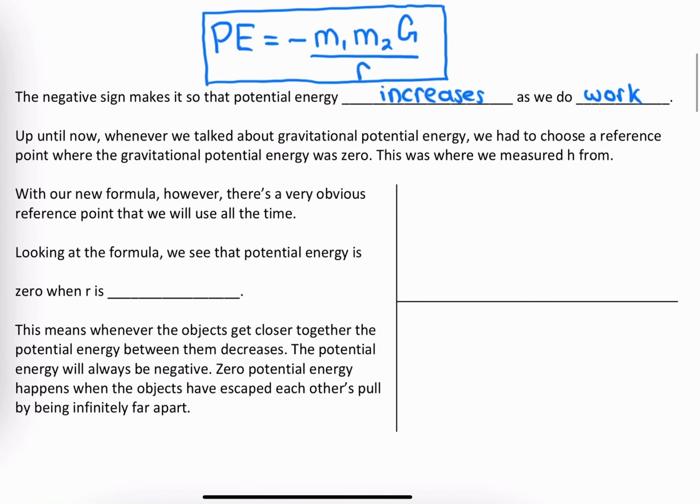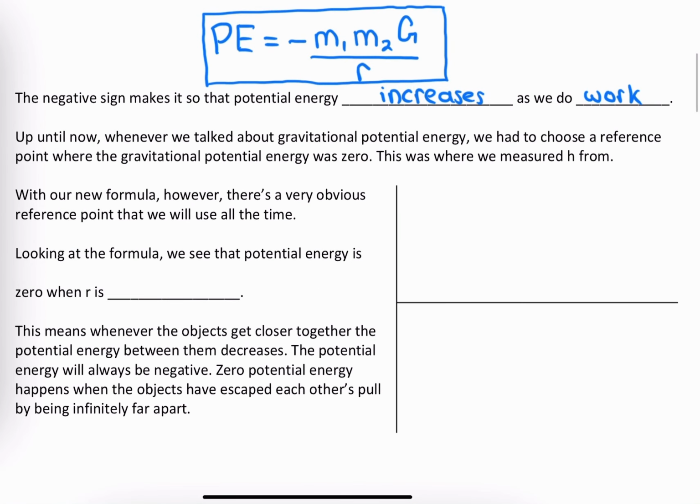So we need to have a reference point for our new formula as well. And one thing that's nice about this new formula is there's a really obvious place that sort of jumps out at us for where potential energy should be zero. In our old formula, everyone could kind of pick their own place. In our new formula, there's one place that we're all going to stick with. So what is this very obvious reference point that we will use all the time?